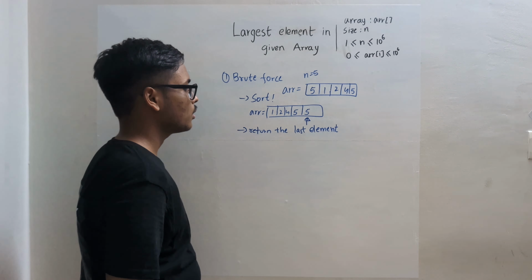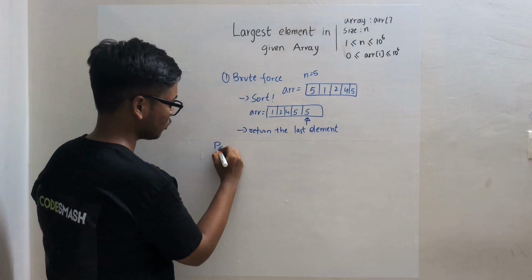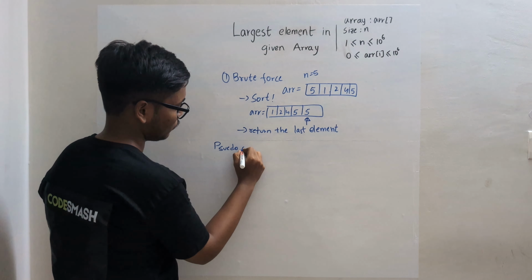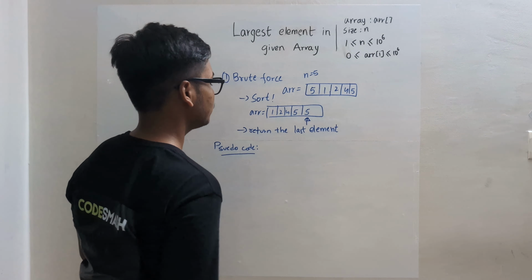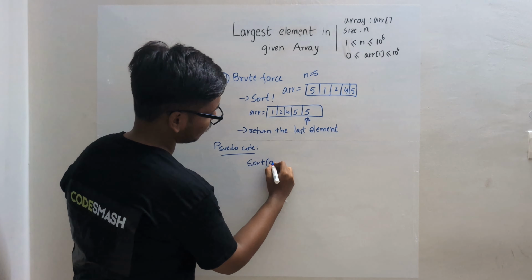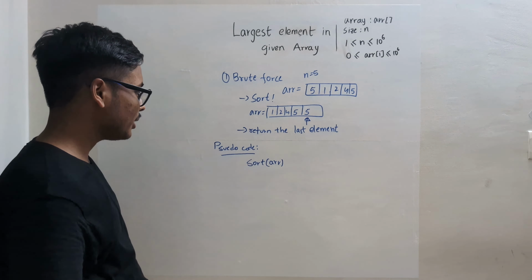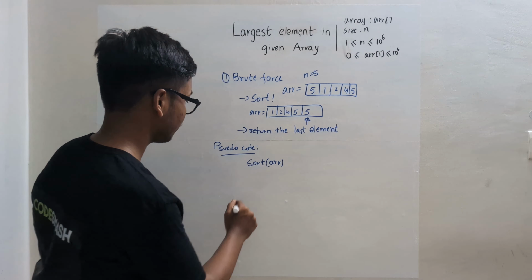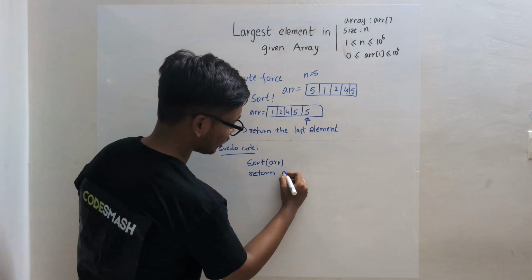Okay. So if we write pseudocode for this approach, the name of the array is ARR, right? So we'll sort it, and then we will return the last element of the sorted array.